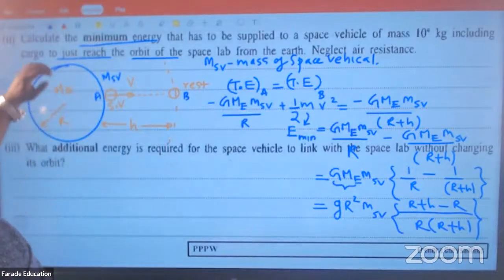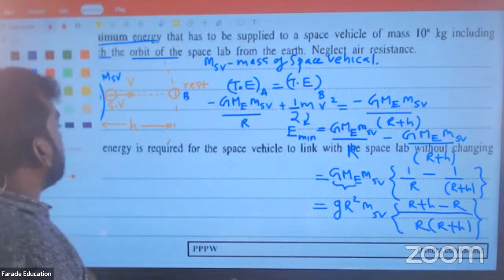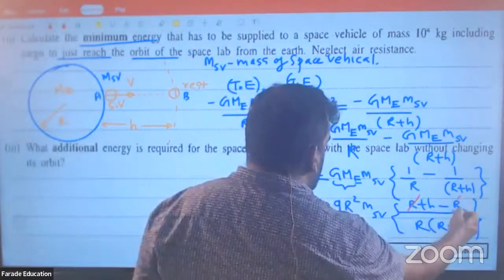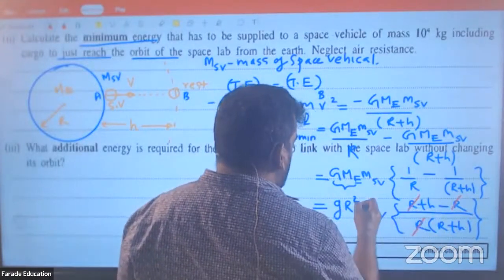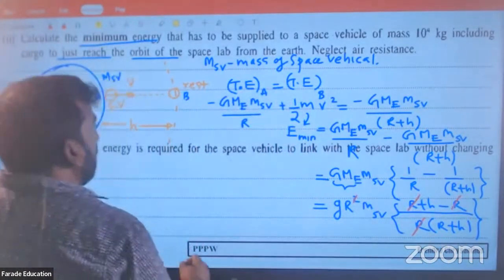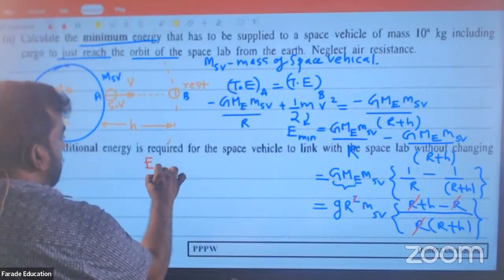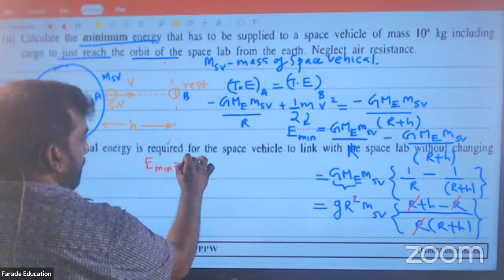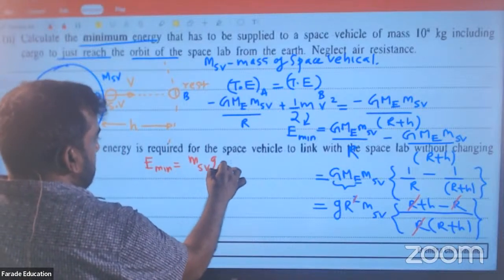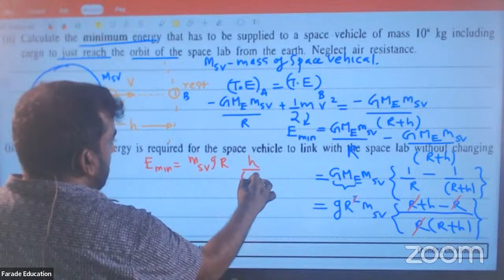From this you can easily say, R and R cancel off, 1/R here cancel off. So what is the minimum energy? Minimum energy here is, I'll do it here, m of space vehicle times G, R times H divided by (R plus H).